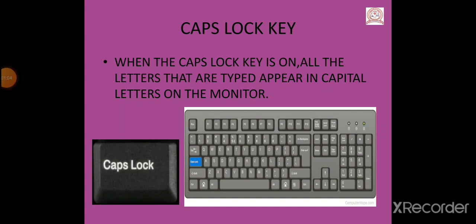Next, we will study about caps lock key. When the caps lock key is on, all the letters that are typed appear in capitals on the monitor. We have already studied, for writing in capital letters, we have to keep the caps lock key on. For example, if we want to type the word mouse, it will appear as MOUSE in all capital letters if the caps lock key is on. And if the caps lock key is off, then all the letters will be seen in small letters.